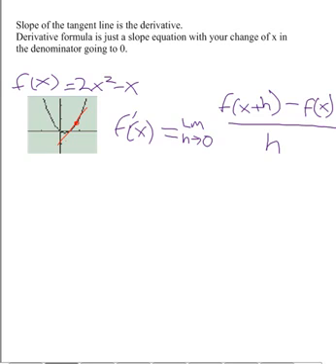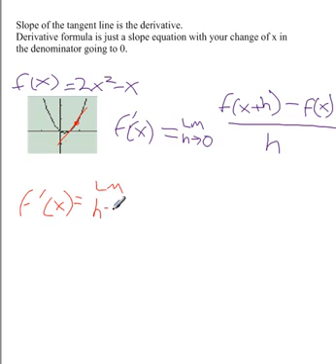So let's try it. My function here is a parabola, 2x squared minus x. So I'm going to say that the derivative, which is called f prime of x, is the limit as h goes to 0. In other words, when we don't have a change of points, but we have one single point, so the change of x between the point and itself is 0. So that's why we have the limit go to 0.